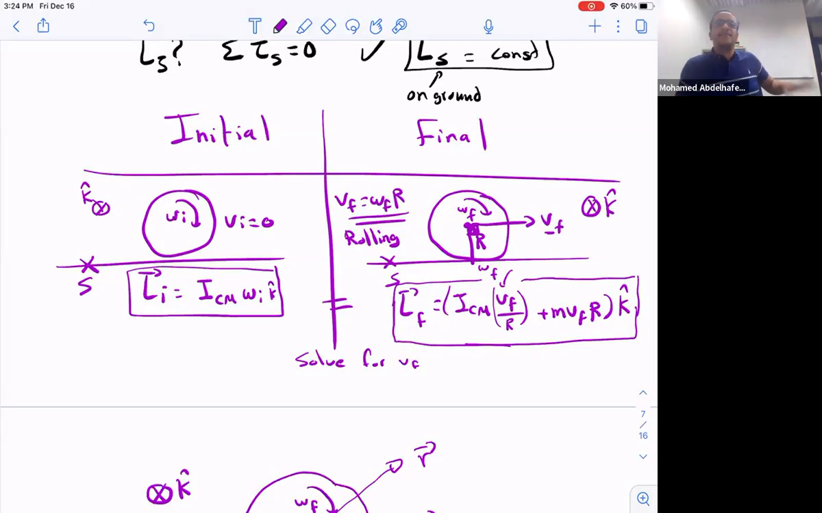So angular momentum has two terms generally, I omega from rotation and MVR from translation. And then this is conservation of angular momentum: I omega initial is I omega final plus MVR final. Any questions?